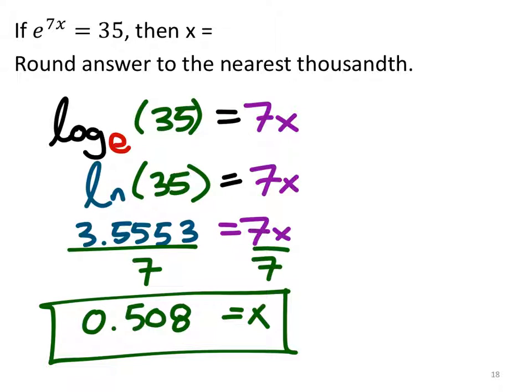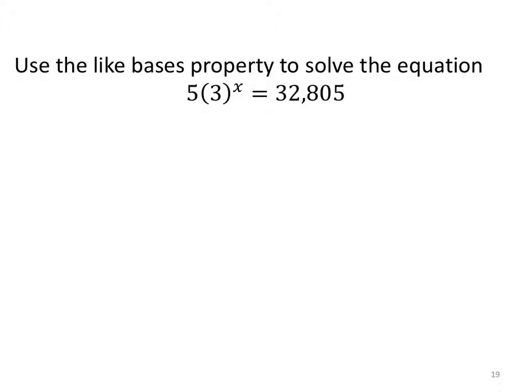Which, once again, we can check. e to the power of 7 times that stuff equals 35. Use the like basis property to solve this equation.